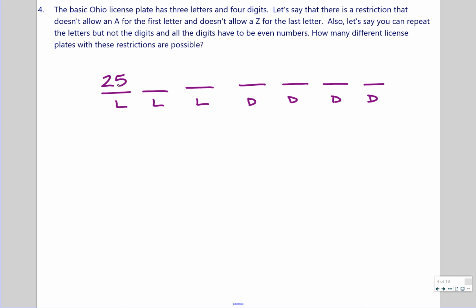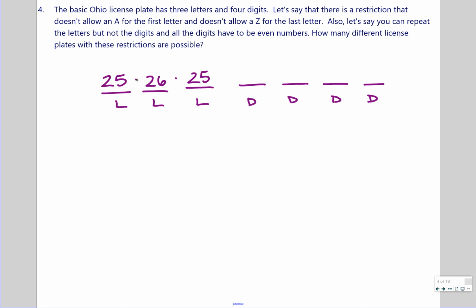The last letter is the other one that has a restriction, so I would put that on there next. It doesn't allow for a Z. So again, 25, because we are allowed to repeat those letters. And then it doesn't look like there's a restriction at all on that middle letter, so we're just going to say 26.